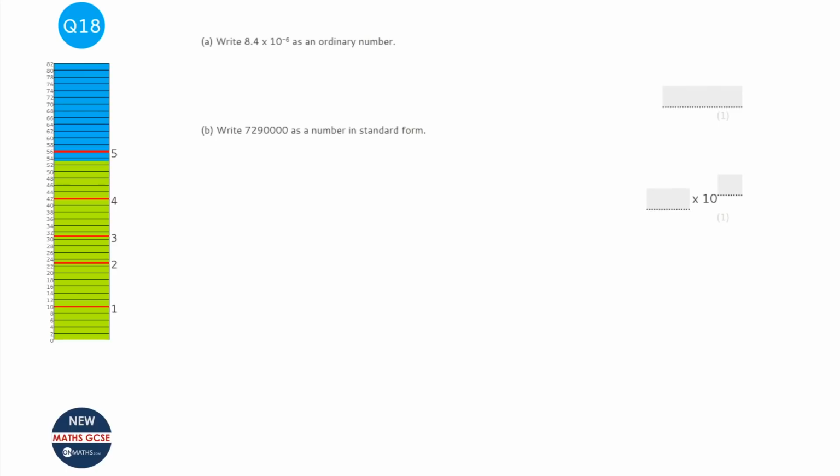Okay, to convert from standard form, you just write the number down, and the power will tell you where to go. If the power is positive, then you go to the right. If it's negative, then you jump to the left.